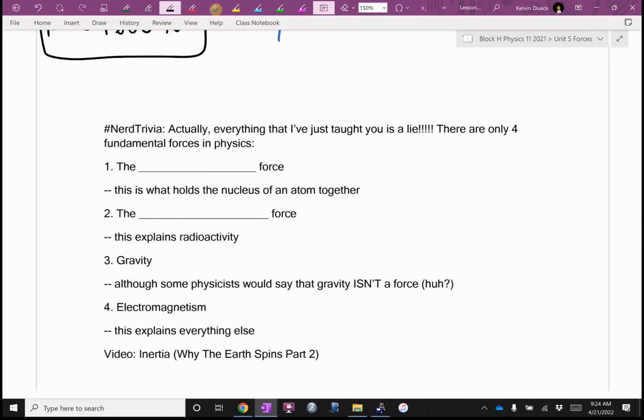What are the 4 forces? There's what we call the strong force. That's what holds the nucleus of an atom together. There's one that we call the weak force. That explains radioactivity. There's gravity, although Einstein would argue gravity is curvature of space-time, not a force. But we're going to be staying within what we call Newtonian physics. We'll treat gravity as a force. And then there's electromagnetism. This explains everything else.